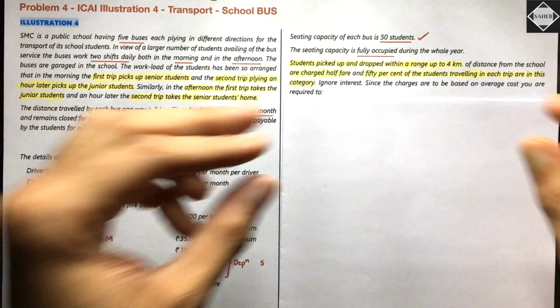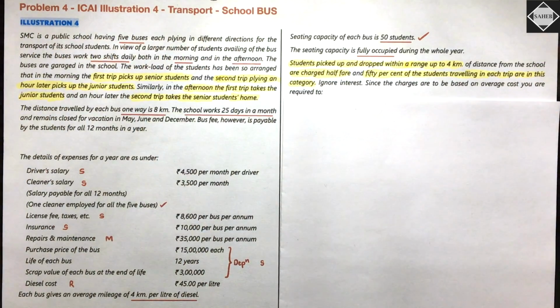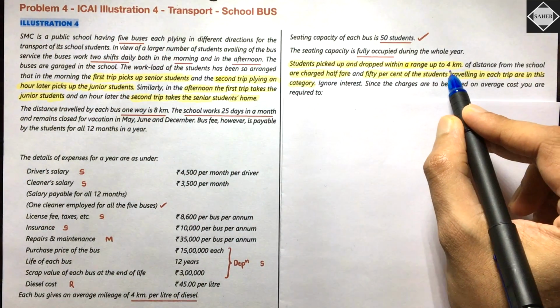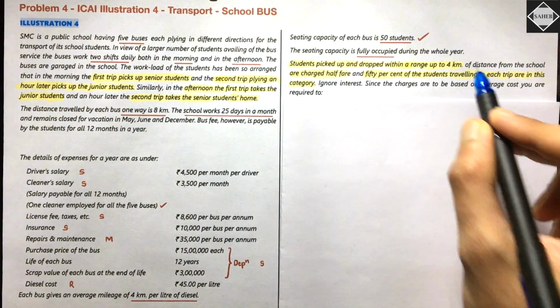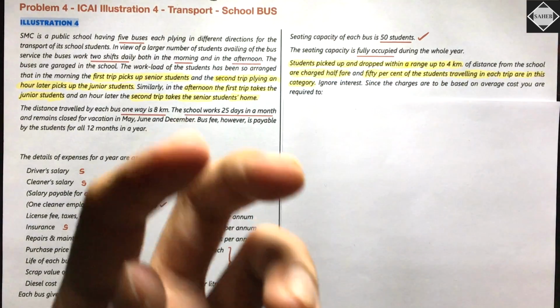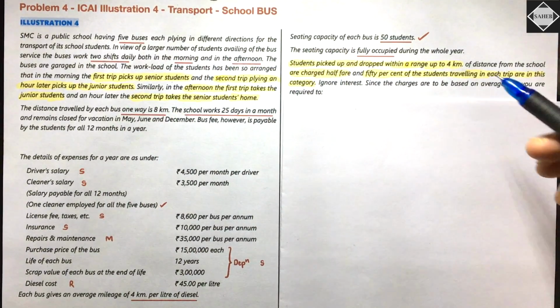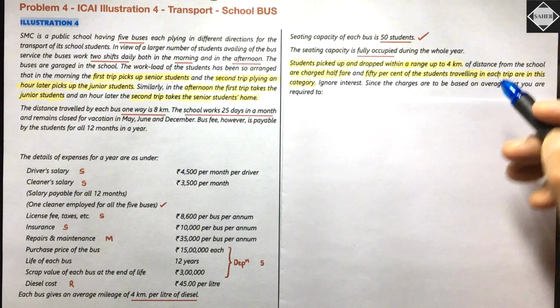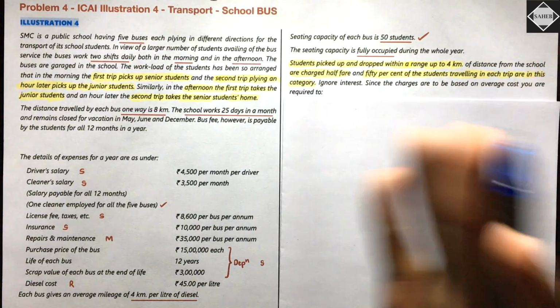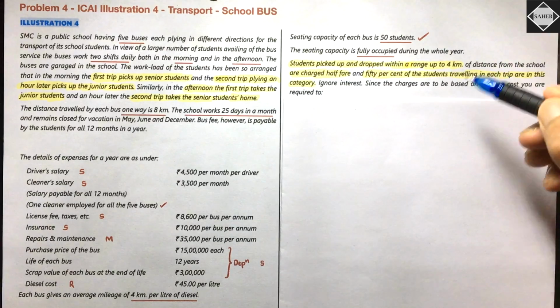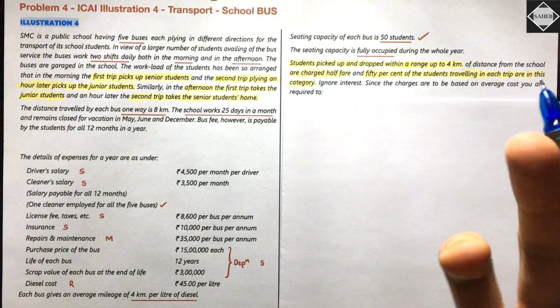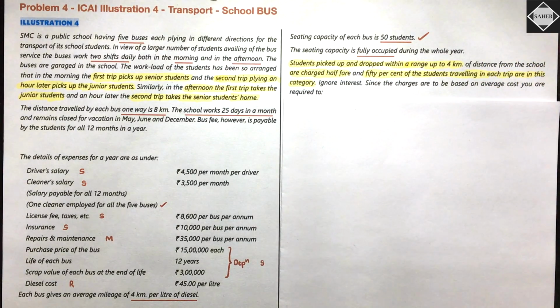Yeah, so they are saying that the students who are within a range of 4 km from the school, for them the fees will be half. And whoever is living beyond 4 kilometer, 5 kilometer, 6 kilometer or more, for them we will charge full fees. Yeah, that's what they are saying.